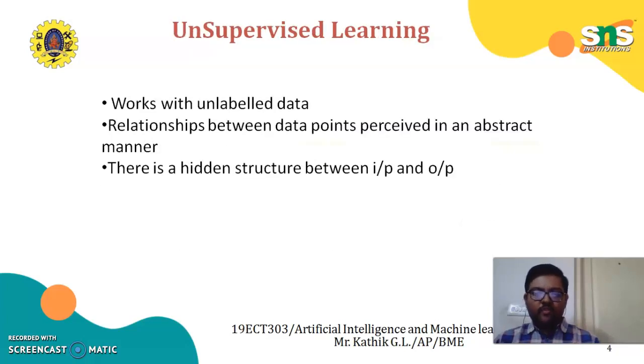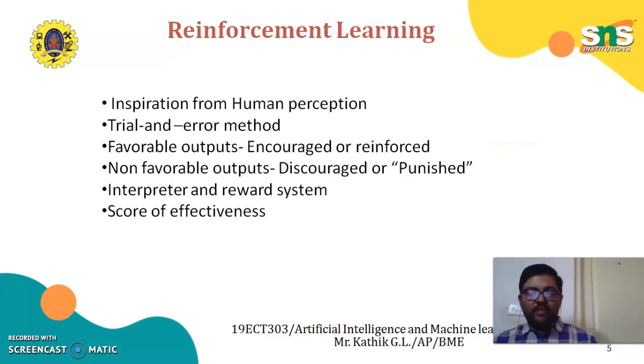Now moving on to unsupervised learning. It works with unlabeled data. There is no labeled data or training process. There is only data, and it tries to find out the relationship between the data points by finding the distance between data points. If two data points are nearby, they are put into one cluster. If they are far away, they will belong to different clusters or different groups or different sets. So there is a hidden structure between input and output. In unsupervised learning, there is no training process involved. This is analogous to a classroom without a faculty member. That is unsupervised learning.